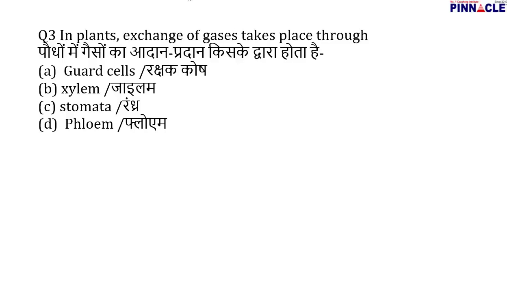So question number 3, we have, in plants exchange of gases takes place through. So we have to name that particular organ through which exchange of gases takes place in plants. And the exchange of gases takes place with the help of stomata. What are stomata? Stomata are tiny pores. Through these tiny pores there is an exchange of carbon dioxide and oxygen, and these tiny pores called stomata are present on the leaves of the plant.